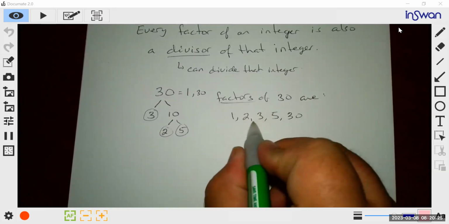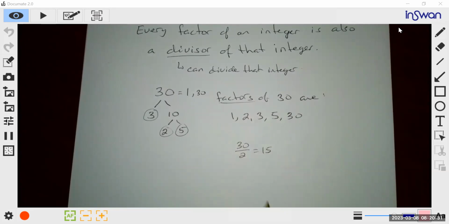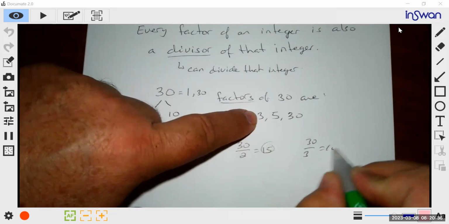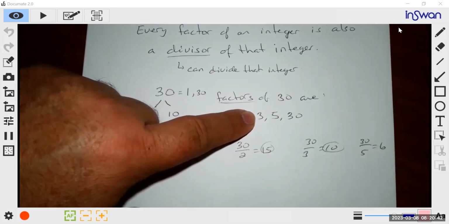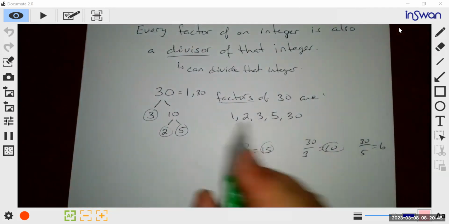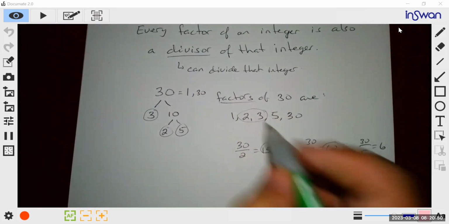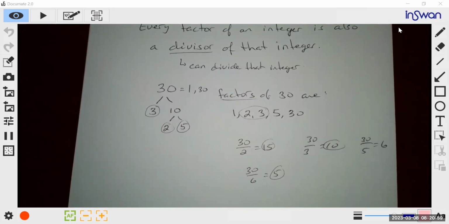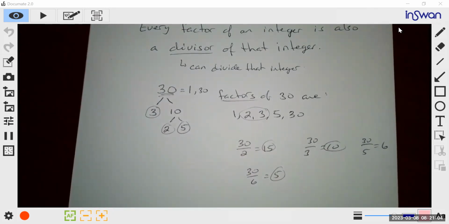What it says here then is any one of these numbers, I could take 30 and divide it by 2, I get 15. That's an integer. That's good. I get 30 divided by 3, I get 10. That's an integer. I get 30 divided by 5, that's 6. That's an integer. And any combination of these, if I multiply 2 times 3, I get 6. 30 divided by 6 is 5. That's an integer. So any combination of these products, as long as they're not larger than 30, is also factors.